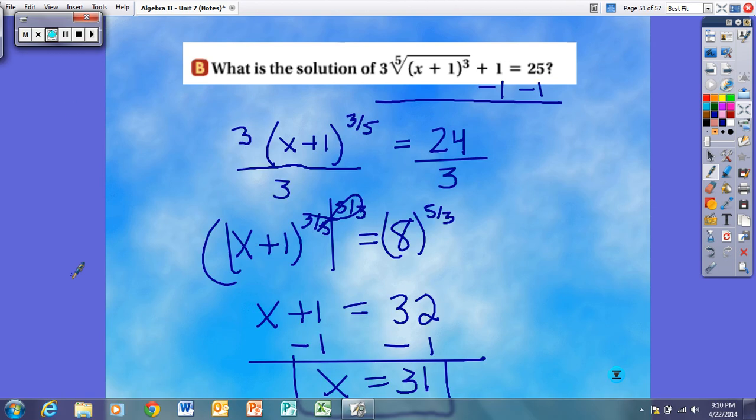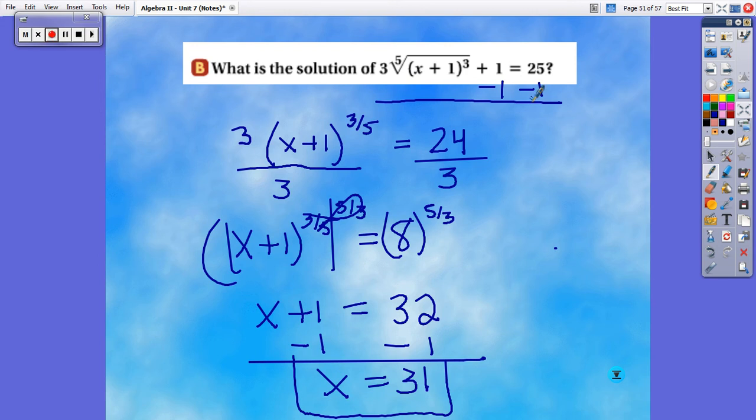Alright, so this problem actually had an extra step in it because you had to subtract 1 from both sides first and then divide by 3. All I did here was rewrite my radical as x plus 1 to the 3/5 instead of x plus 1 to the 3rd and taking the 5th root of that. I just rewrote it, and we've practiced that in the last section, so you're allowed to do that. Then finally, in order to get an exponent of 1, I raised this whole thing to 5/3. If I do it to one side, I have to do it to the other side. So I have x plus 1 is equal to 8 to the 5/3, which is 32. Subtract 1 from both sides, you get x is equal to 31.